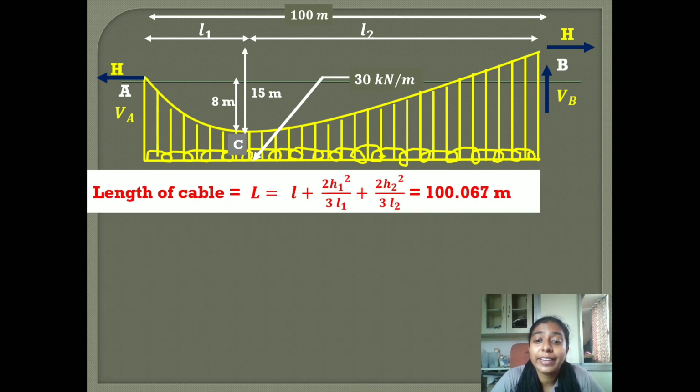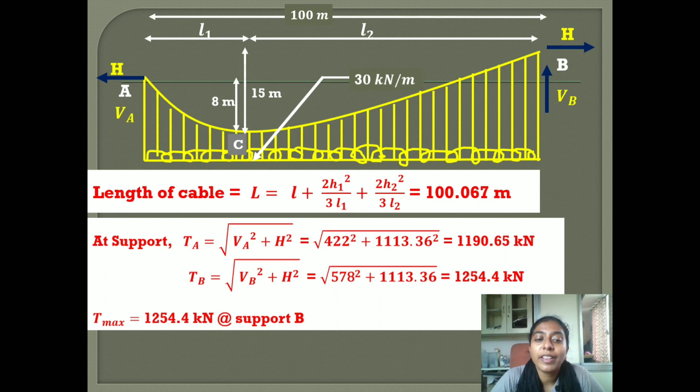Now we will find the length of the cable. We know the equation for length of the cable as capital L is equal to span length plus 2 by 3 of h1 square by L1 plus 2 by 3 of h2 square by L2. So substituting the values, we get the length of the cable is equal to 100.067 meters.